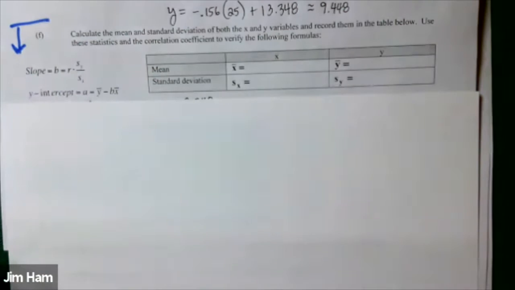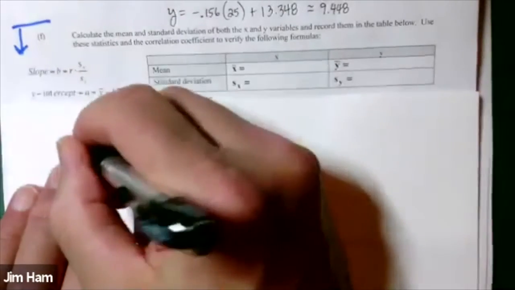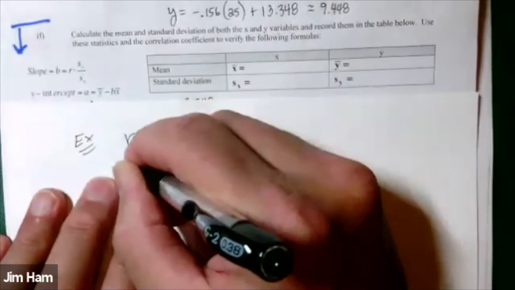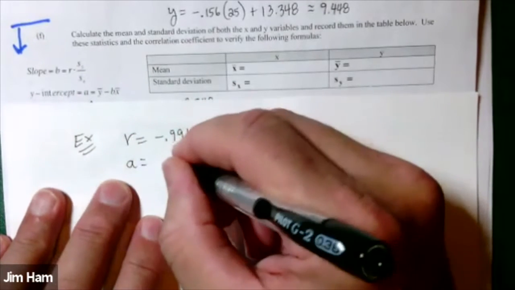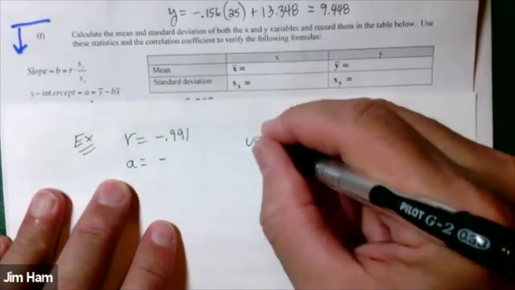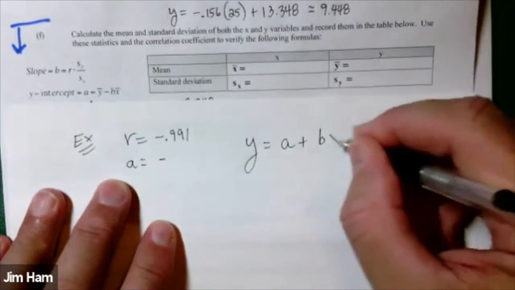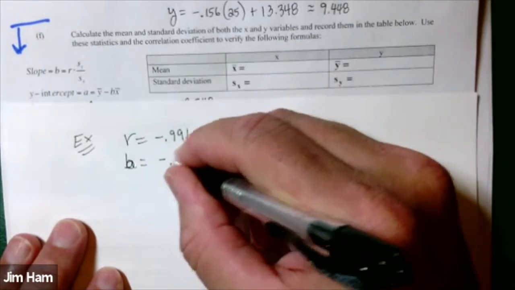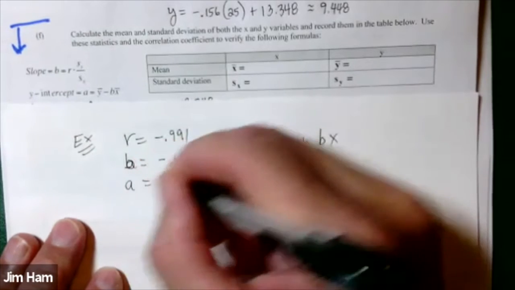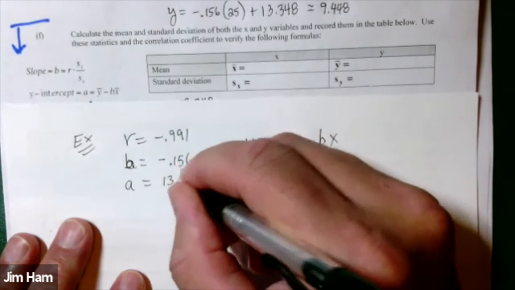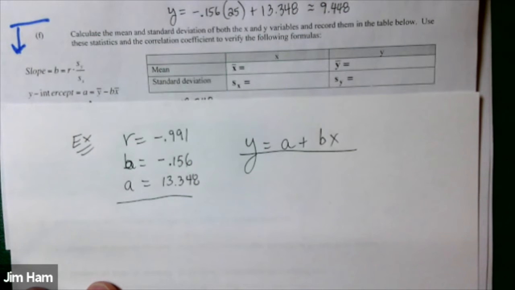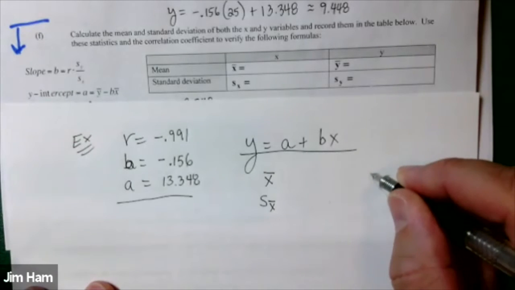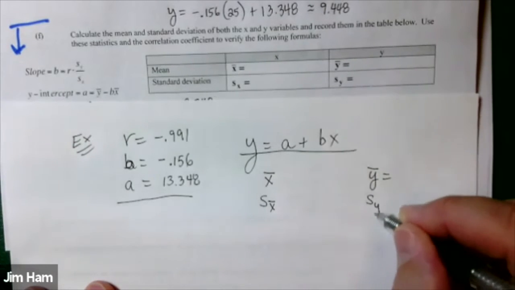But they give you a couple of formulas here to confirm, and so what I want to do is just do an example where r in this problem was negative 0.991. If we have y equals a plus bx, where b is the slope this time, then b is negative 0.156, and the a value is 13.348. The other things we need to confirm this are the mean of the x's and the standard deviation of the x's. We need the mean of the y's and the standard deviation of the y's.